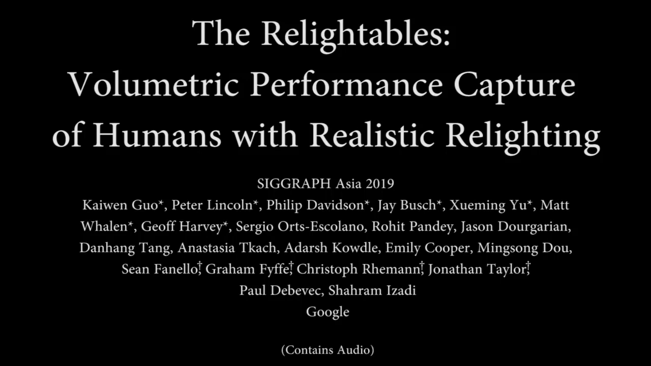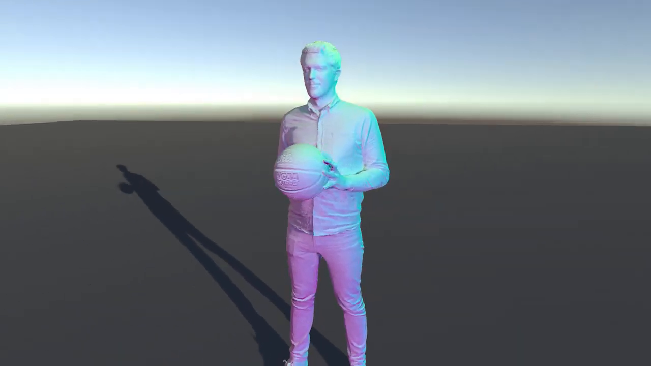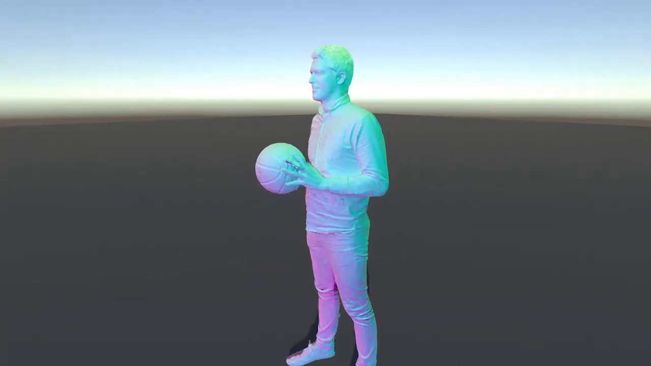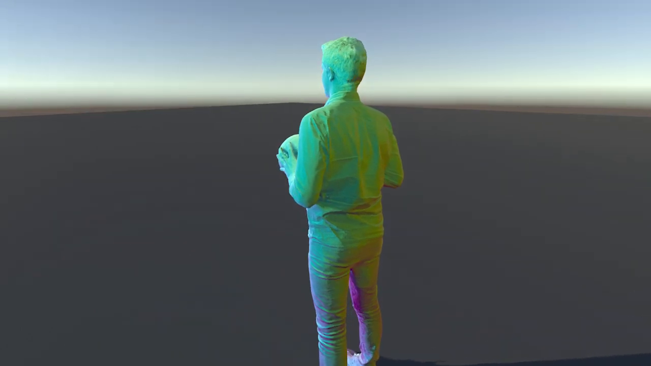We present the Relightables, the first system capable of reconstructing relightable volumetric videos of humans. Our reconstructions are built on highly accurate and detailed geometry. The normal map contains high-frequency geometric detail that would otherwise be difficult to recover.